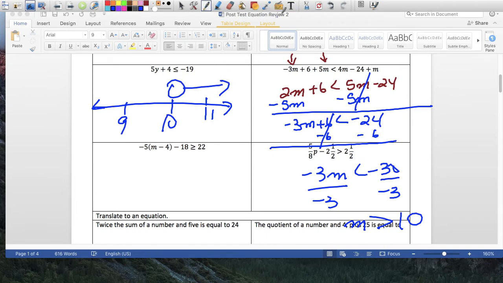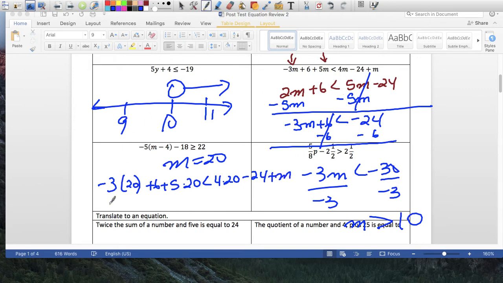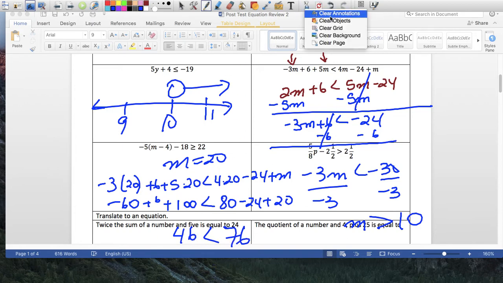So if you pick a number, pick an easy number. I'm going to pick 20. So m equals 20. I'm going to get negative 3 times 20 plus 6 plus 5 times 20, less than 4 times 20 minus 24 plus 20. Every time I see an m, I put a 20, so I get negative 60 plus 6 plus 100. It's less than 4 times 20 is 80 minus 24 plus 20. Now it's just a matter of adding. Negative 60 plus 106 is 46 on this side, and on the other side, I get 76. And 46 is definitely less than 76, so that worked out.